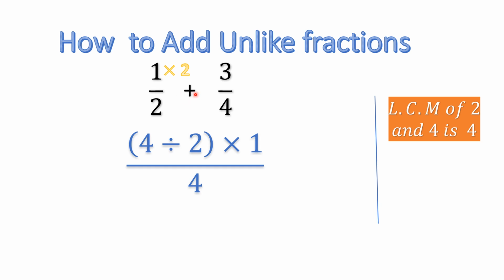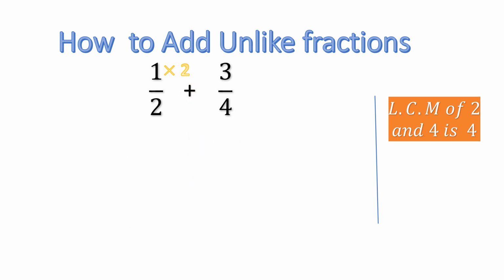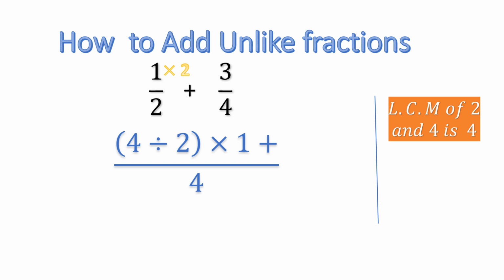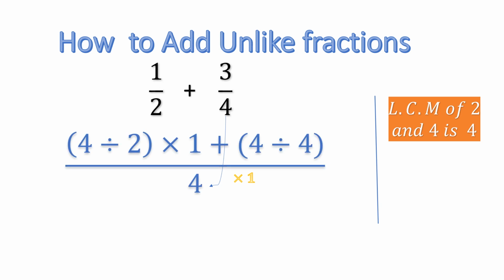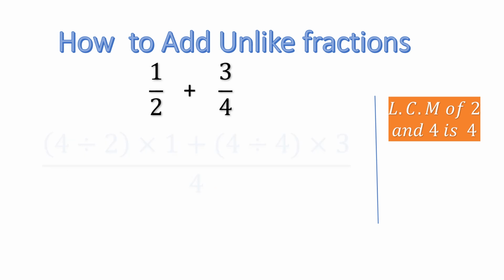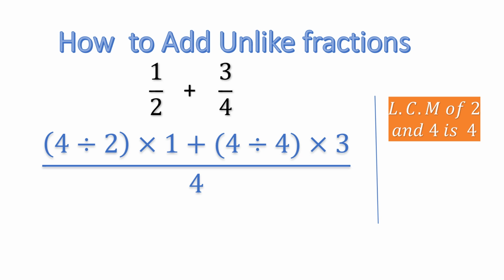Now the next step: here is a plus sign, so we will give the plus sign. Again we will do the same thing for this portion. So what is the step? We have to figure out 4 multiplied by how much is 4, the denominator multiplied by how much is the LCM. We know 4 multiplied by 1 is the LCM, but what if we do not know? We can just divide and check. 4 divided by 4 is 1. Now this 1 will be multiplied with its numerator. So we can say 4 divided by 4 multiplied by 3.